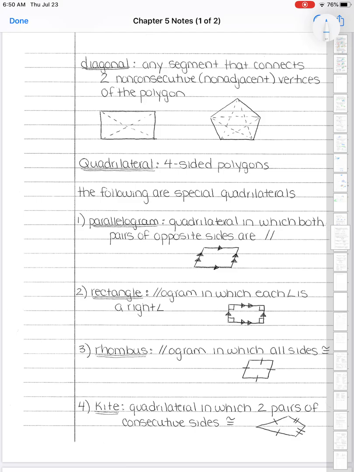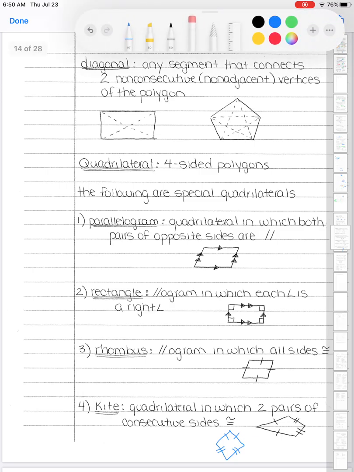A rectangle is a parallelogram in which each angle is a right angle. So same picture, it's just now each of the angles is a right angle. A rhombus is a parallelogram. In this case, though, all the sides are congruent. So since it's a parallelogram, you know opposite sides are congruent to each other, but now we know all the sides are equal to each other.